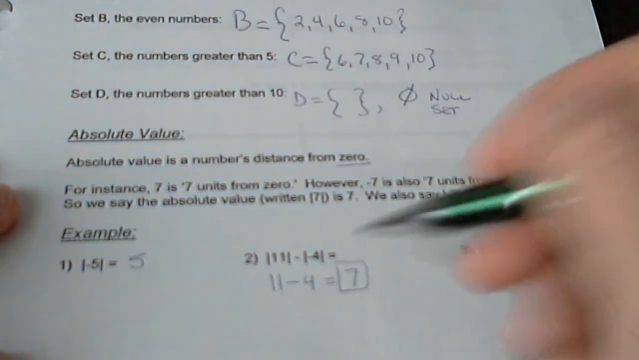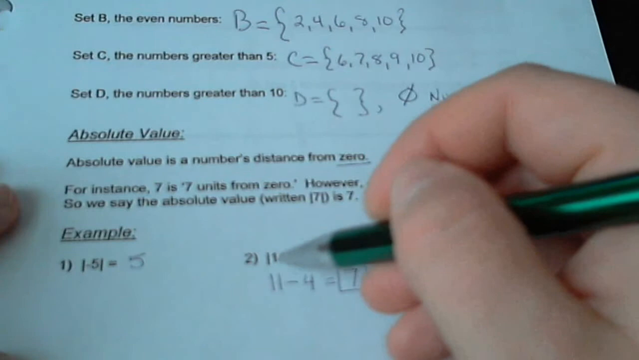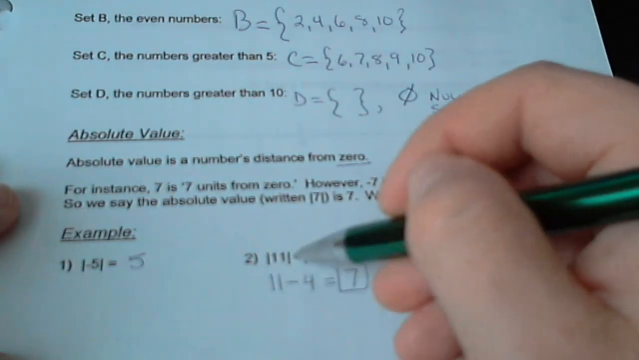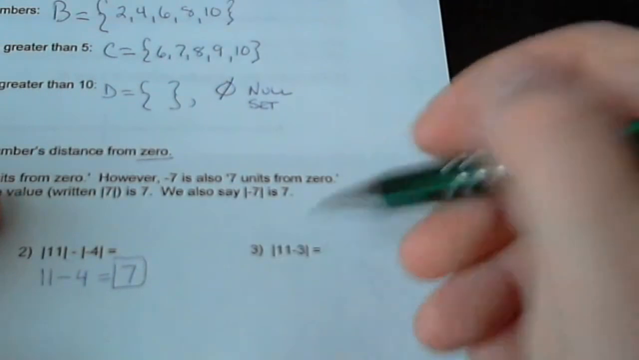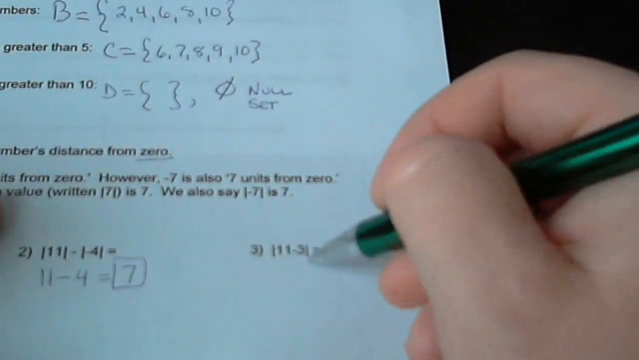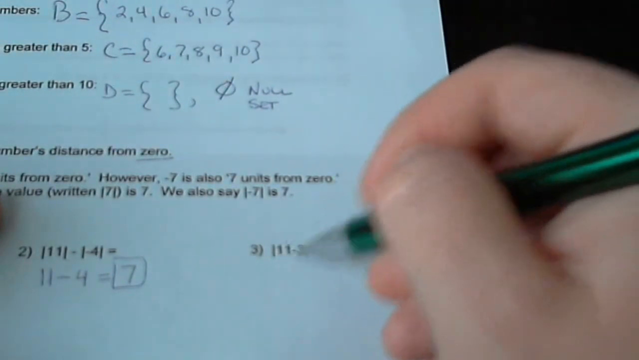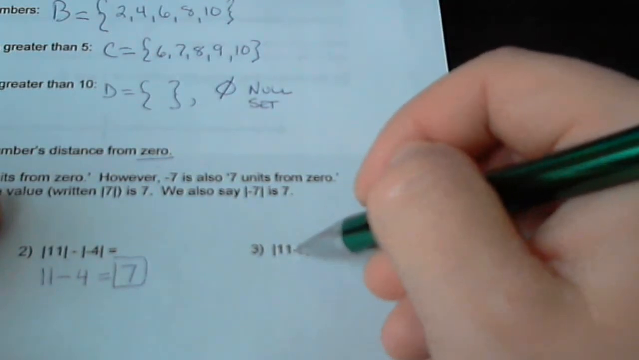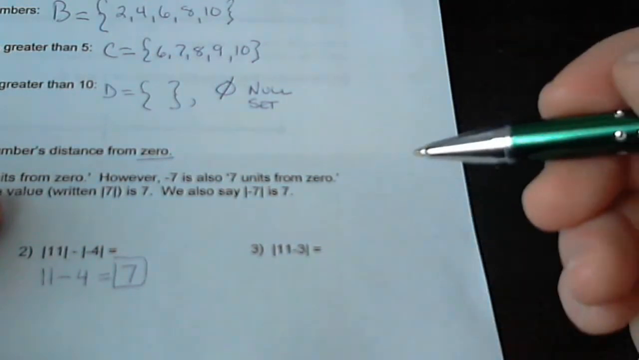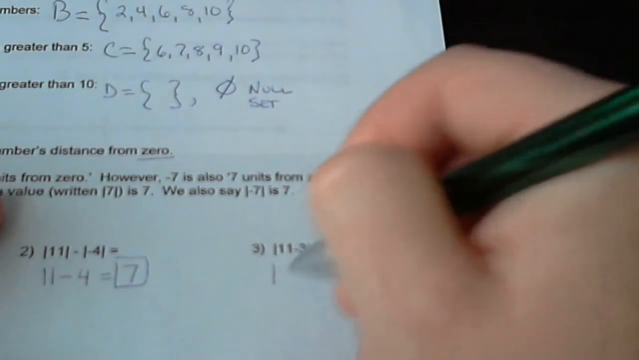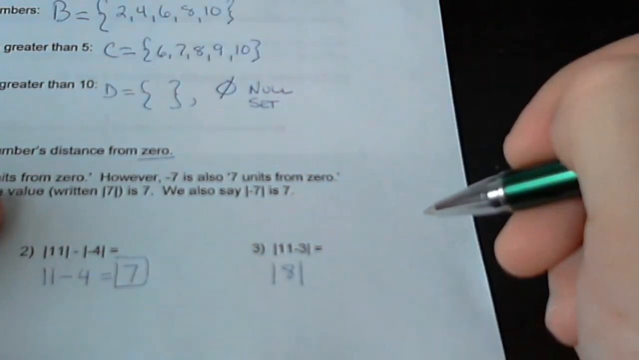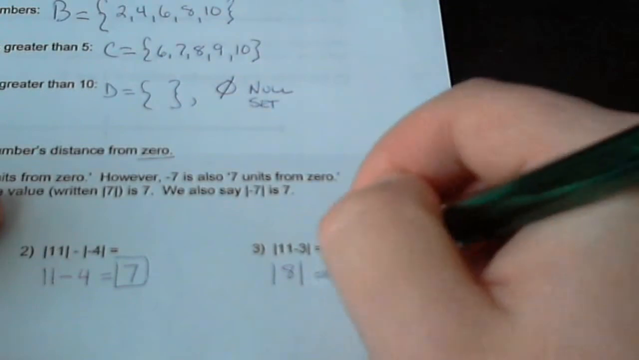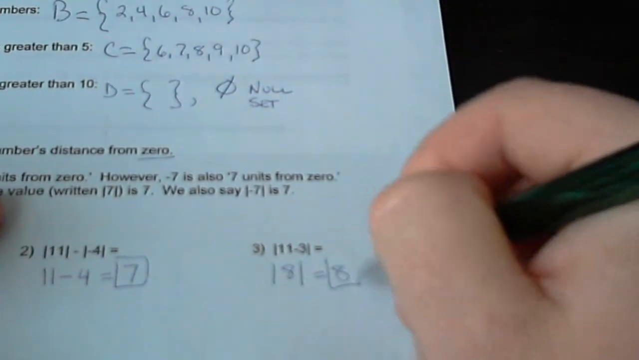Okay. Notice that I took the absolute value of the numbers first and then performed the operation in between them, which is a little different than number 3, where the entire numbers and the operation are inside the absolute value bars. I have to do the subtraction first, then take the absolute value of it. So 11 minus 3, that gives me an easy 8. Notice my absolute value bars are still there. Absolute value of 8 is 8.